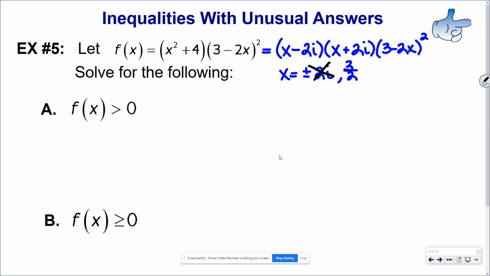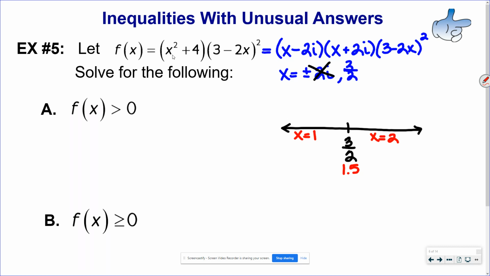So let's make a sign chart. And let's put 3/2 on our sign chart since it's the only real number that gives a 0 or a solution. 3/2 is the same as 1.5. So something smaller than 1.5 would be 1. Something bigger than 1.5 would be 2. Maybe you could use something different, but anything smaller or bigger than that number will work. And you're going to plug it in to see what happens.